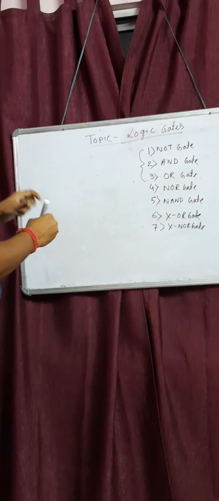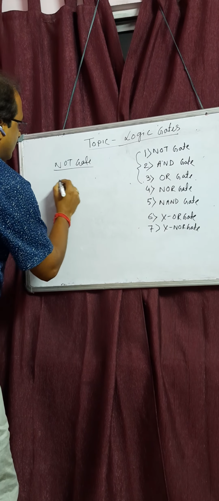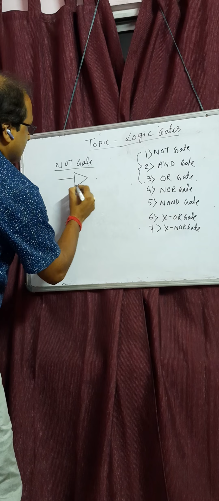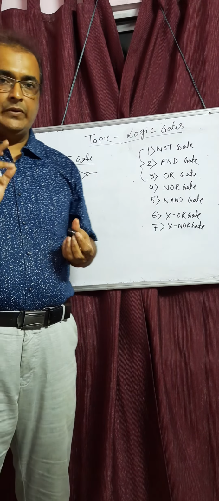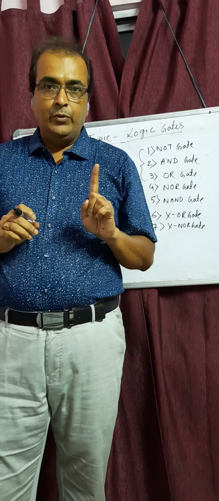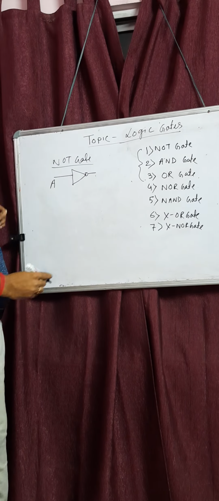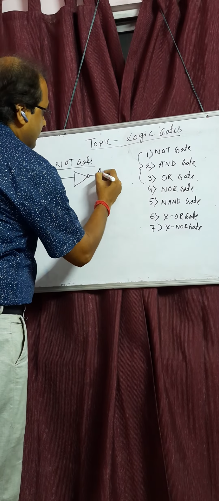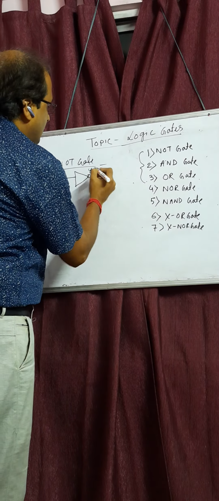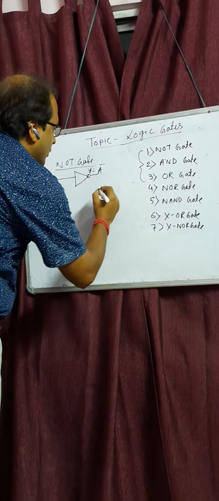So the symbol of NOT gate is like this. Okay. So NOT gate, that is complementary gate, and it has one input and one output. When we apply this input A, at that time we are getting output A bar. That means it gives a complemented output.